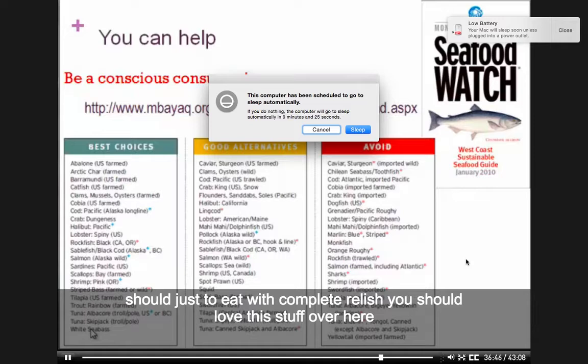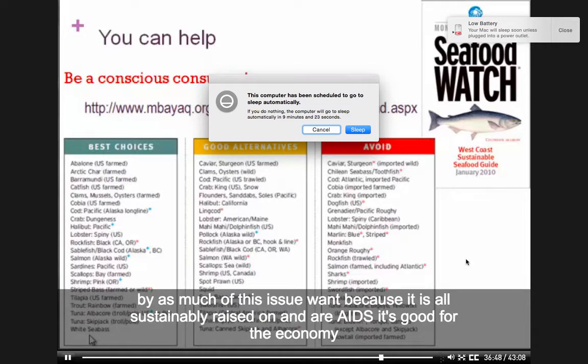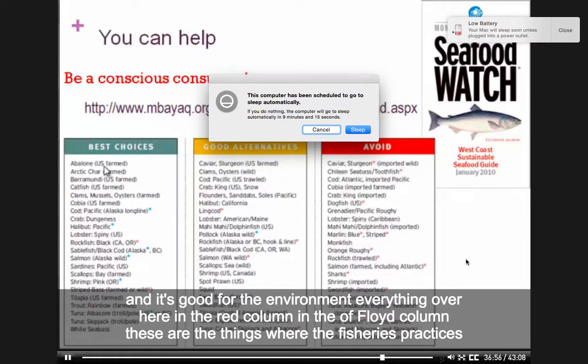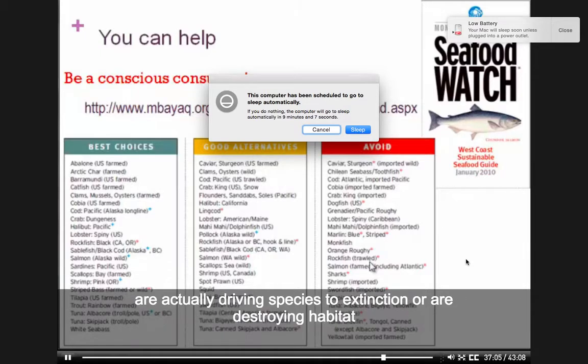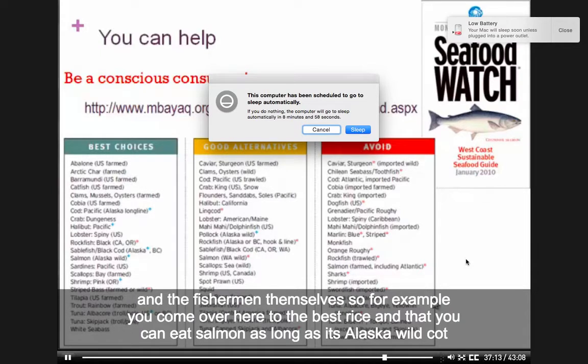You should love this stuff over here. Buy as much of this as you want because it is all sustainably raised, and it's good for the economy and it's good for the environment. Everything over here in the red column, in the avoid column, these are the things where the fisheries practices are actually driving species to extinction or are destroying habitat or are unfair practices to the people and the fishermen themselves.